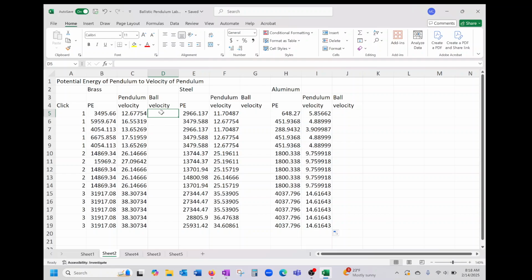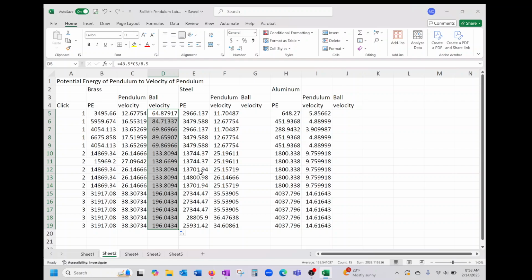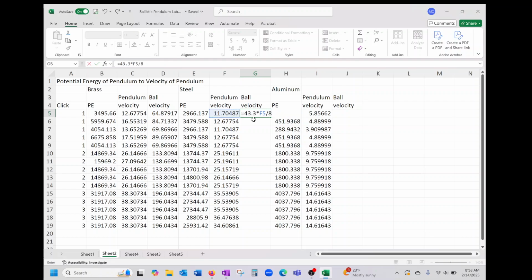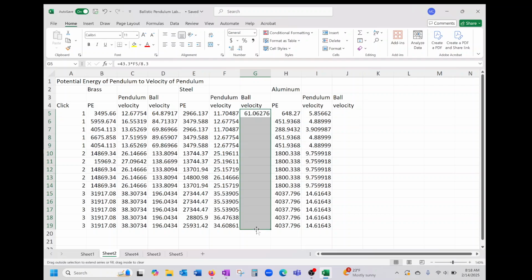So that's going to be in this sheet, and that's going to be equals the mass of the pendulum, 43.5, times the pendulum's velocity divided by the mass of the ball, 8.5, and then that's going to get me my ball velocity. Just as a note, this is in millimeters per second, so don't get too twisted about the fact that it's a pretty large number. And then this is divided by 8.3, and that gets us that.